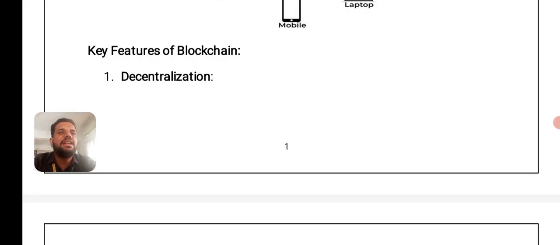Once it is entered into a block and the block fills up with transactions, it is closed and the mining begins. So this is the transaction process of the blockchain.